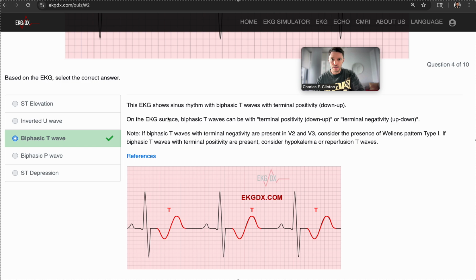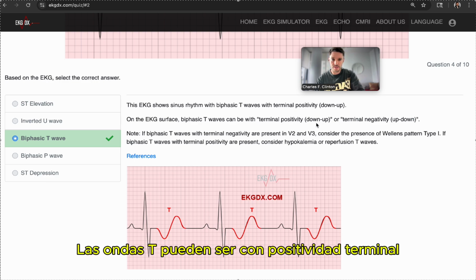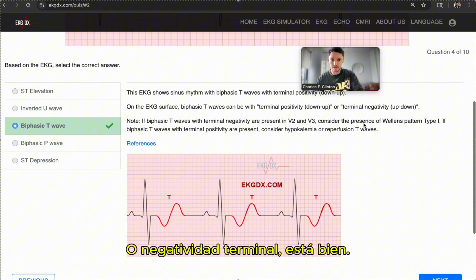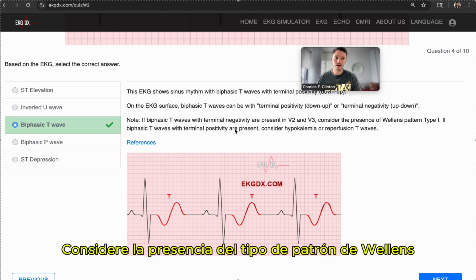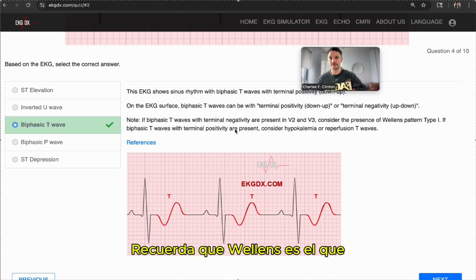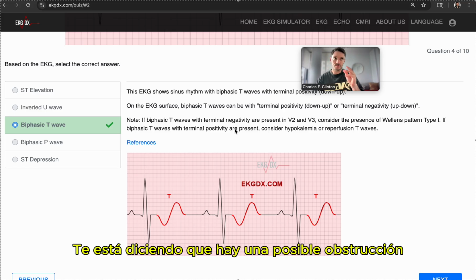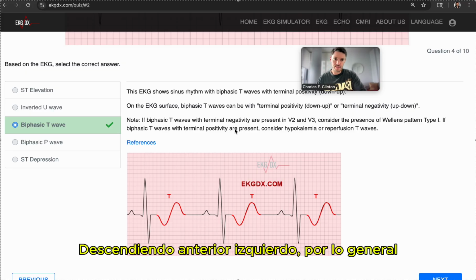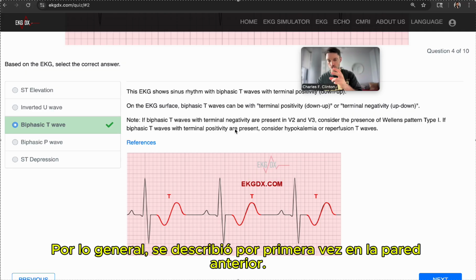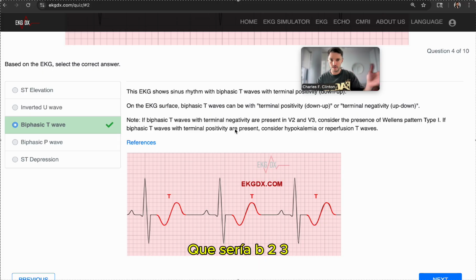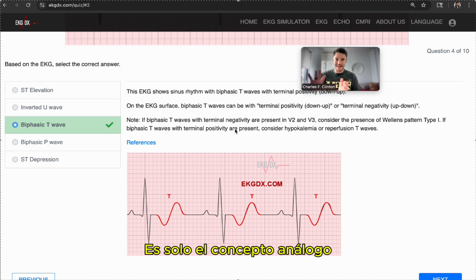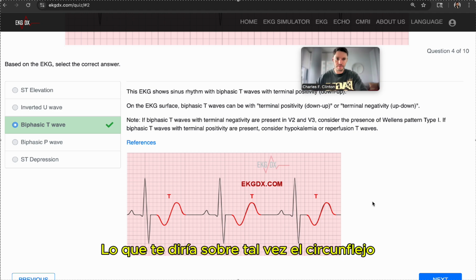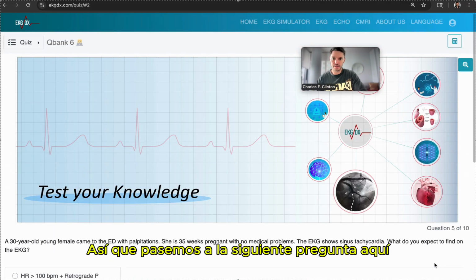And let's see. T waves can be with terminal positivity or terminal negativity. If biphasic T waves with terminal negativity are present in V2 and V3, consider the presence of Wellens pattern type. Remember, Wellens is the one that is telling you that there's potential obstruction of the proximal left anterior descending. It was usually first described in the anterior wall, which would be V2, 3, 4, but you can also see Wellens in the lateral wall. It's just the analogous concept, right? Which would be telling you about maybe the circumflex. So let's go on to the next question.